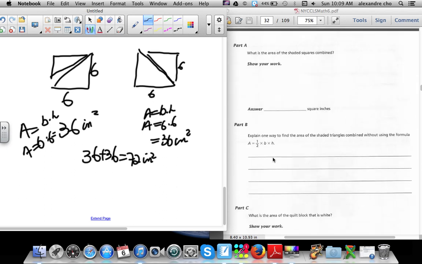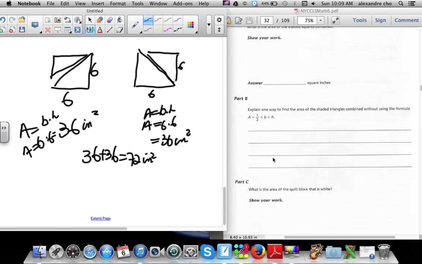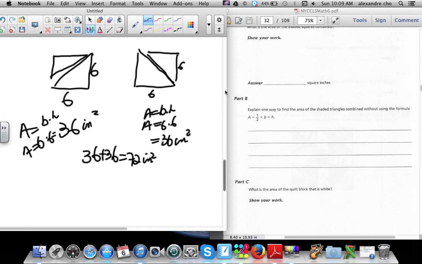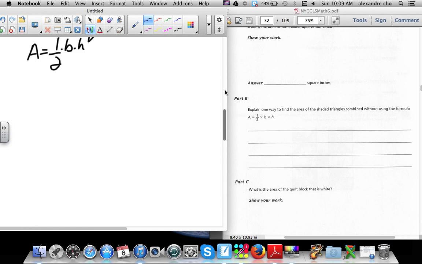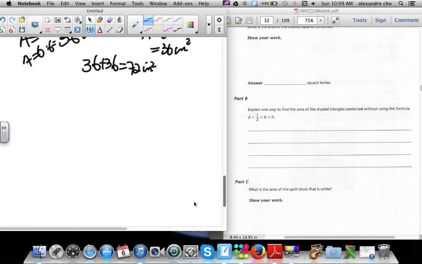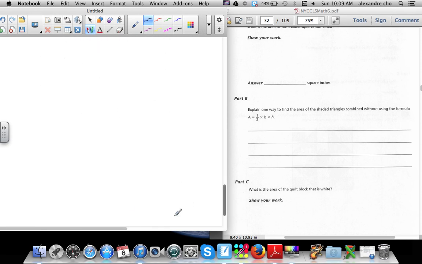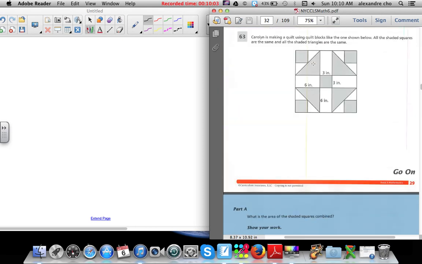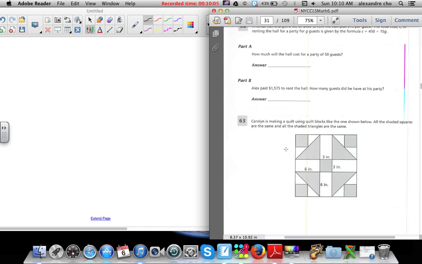So that's part B. And part C, what's the area of the quilt block that is white? All right, so let me just remember a couple of numbers, 72 and 45. All right, that's good. We're looking at this shape, and we want the area of all the white space.